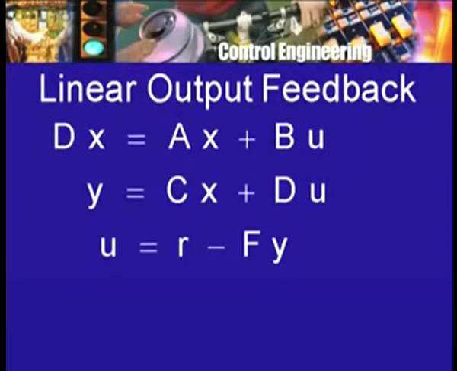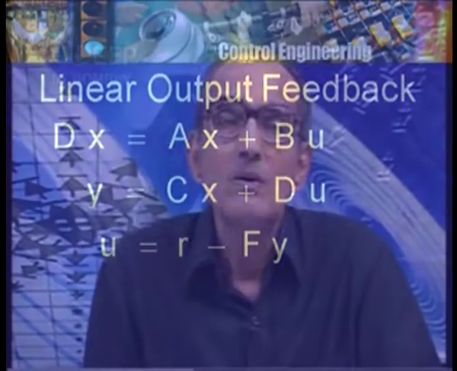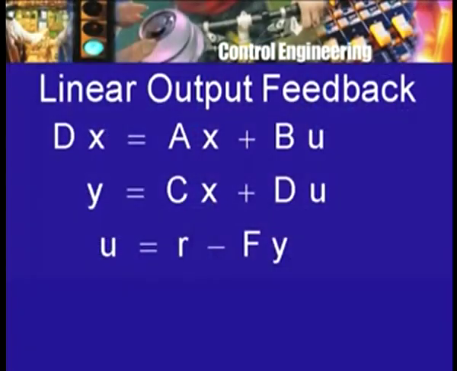So, u is equal to r minus f y. So, this is the equation that I will have. Now, when you have this equation and when you substitute this in the state variable equation, then the situation is not as easy as it was before. As you can see, the situation becomes a little more complicated, and therefore, this has to be studied as a separate problem, and this is known as output feedback problem.